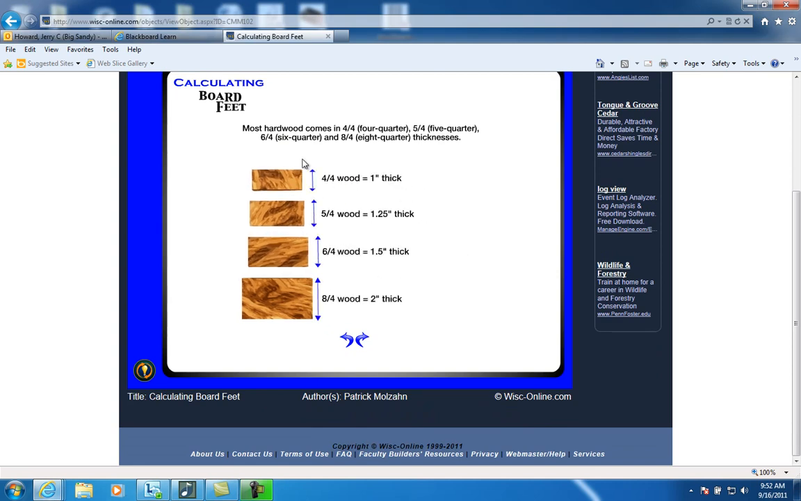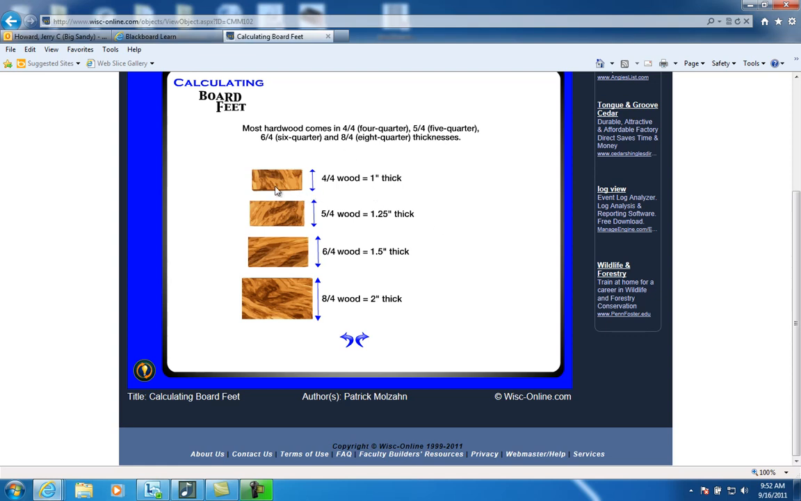But I'm also going to show you that most hardwood comes in 4 quarters, 5 quarters, 6 quarters, and 8 quarters. Now when we buy dimensional lumber, like your 2x4s, 2x6, 2x8s, they're basically in inches. Well, when you buy hardwood, you're looking at quarters. Alright, 4 quarters is 1 inch, 5 quarters is 1 1/4 inches, 6 quarters would be 1 1/2 inches, 8 quarters would be 2 inches thick. And that's as far as boards will go, up to 2 inches, and then after that it's dimensional lumber.